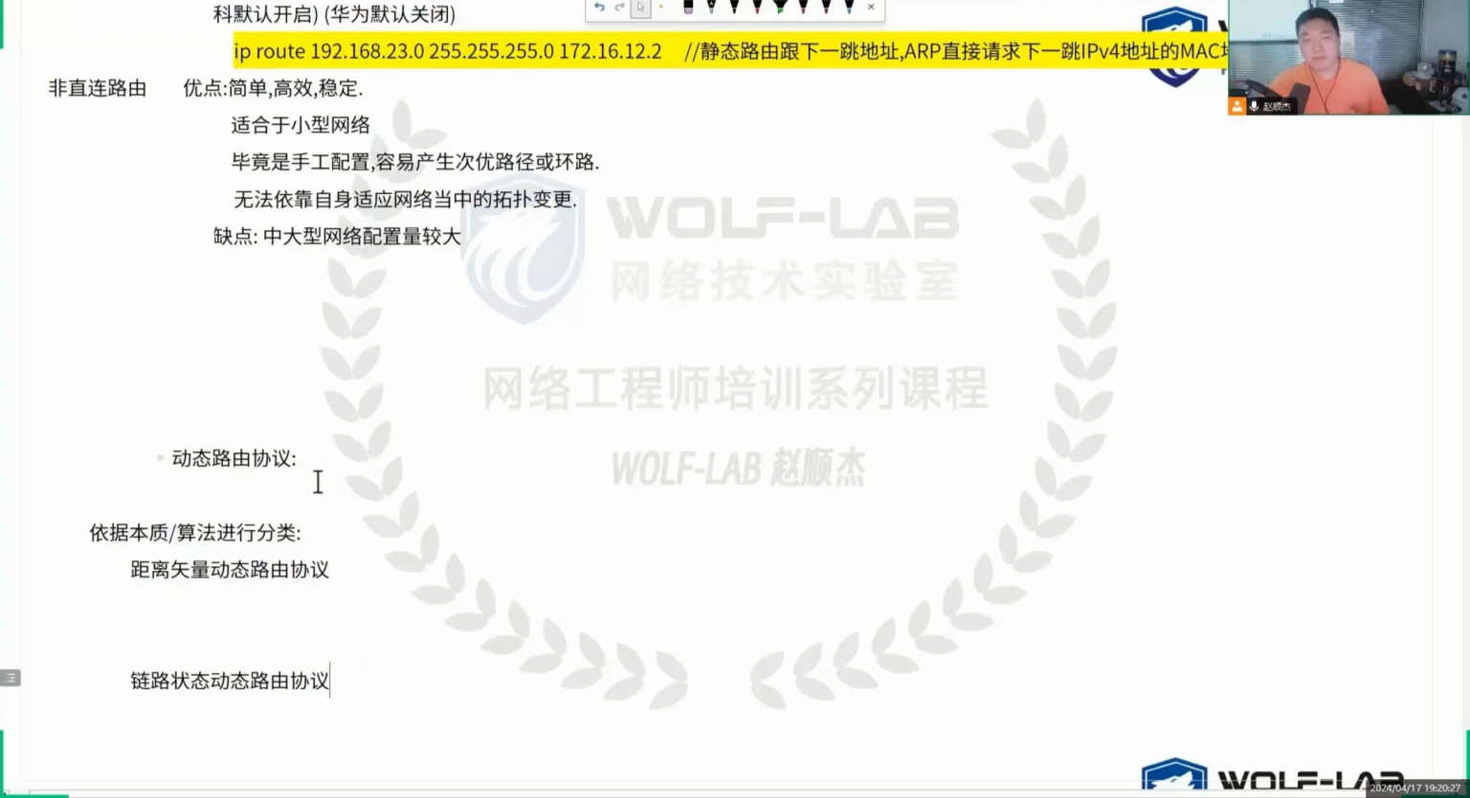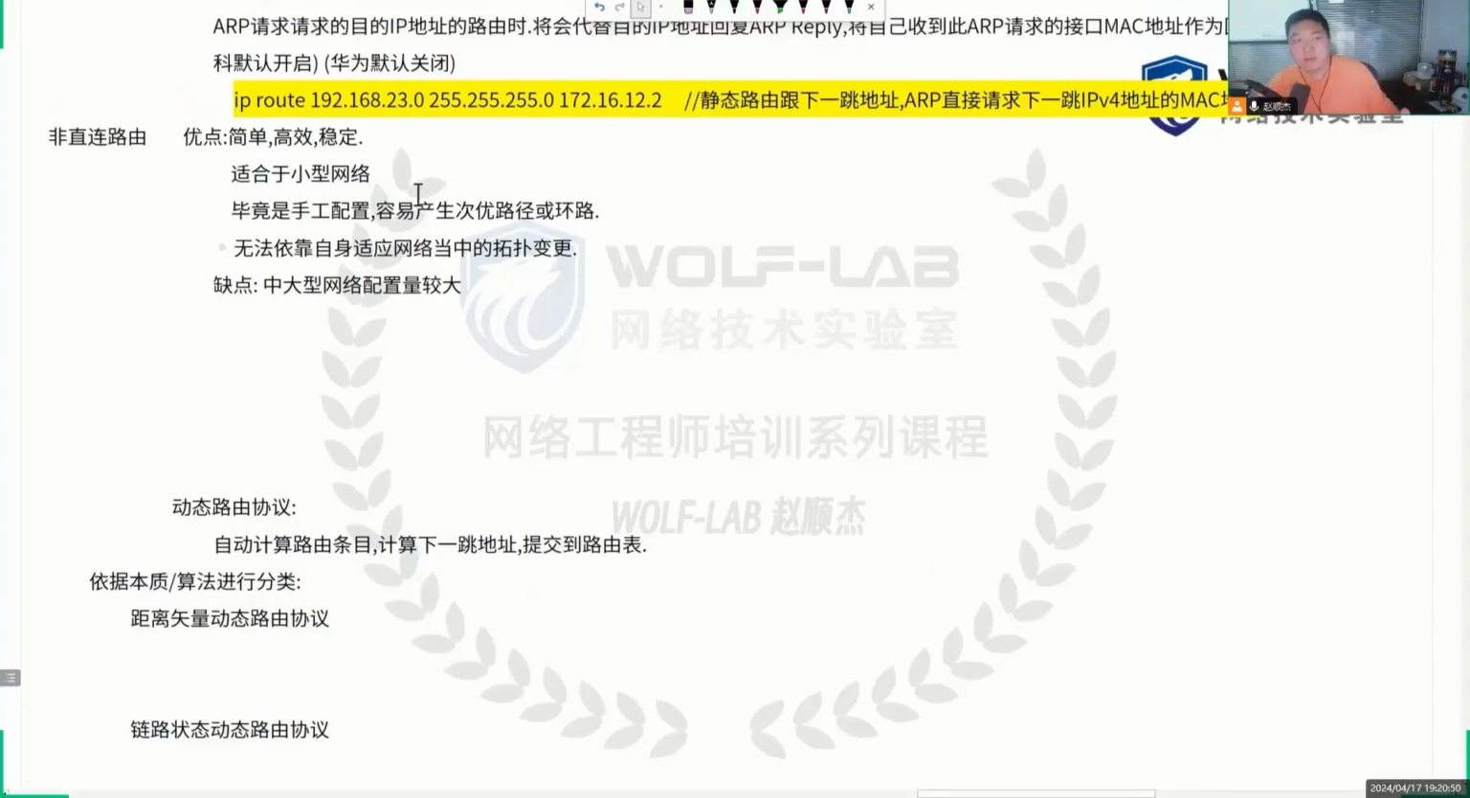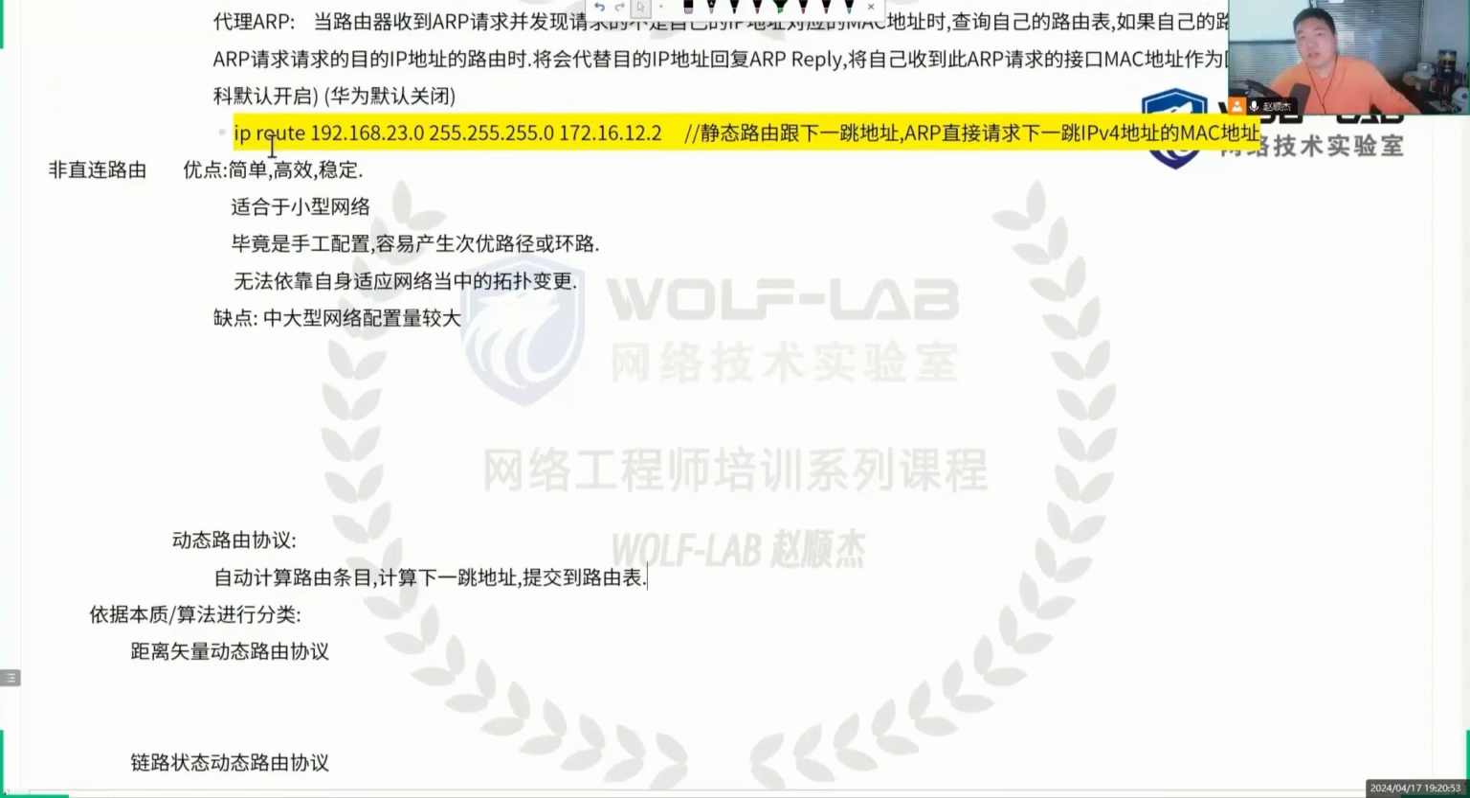Then, running dynamic routing protocols. What are the advantages? Firstly, the most straightforward is automatic calculation of route entries and the next hop address, and submitting them to the routing table. We don't have to consider as humans this route, this network segment, the next hop, who, how to go. Now the dynamic routing protocol can calculate on its own. It can determine, based on the topology in the network or its route entry transmission direction, how this data packet should be forwarded.